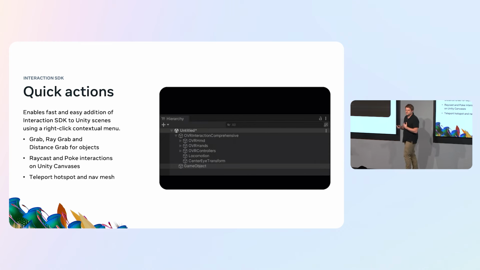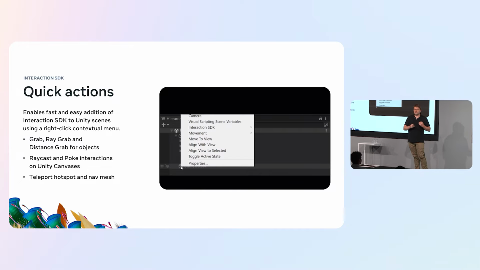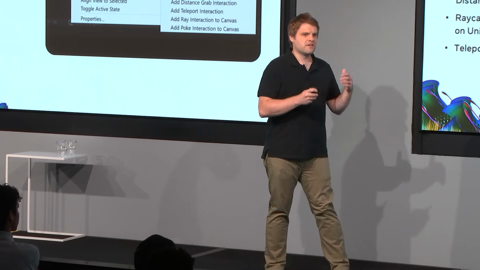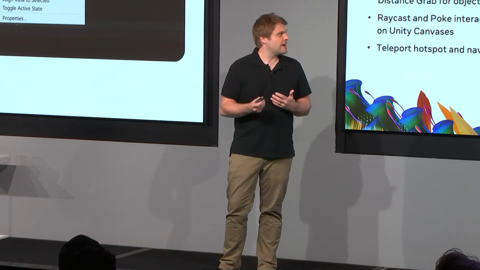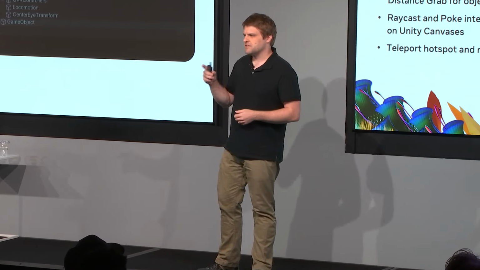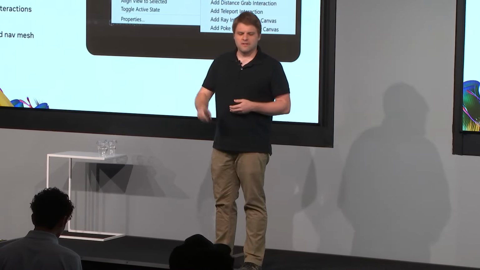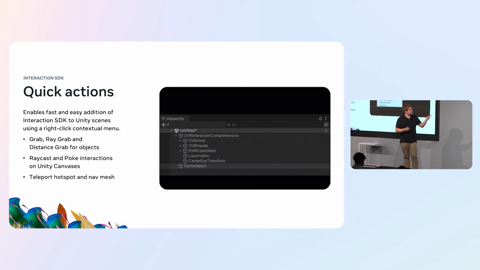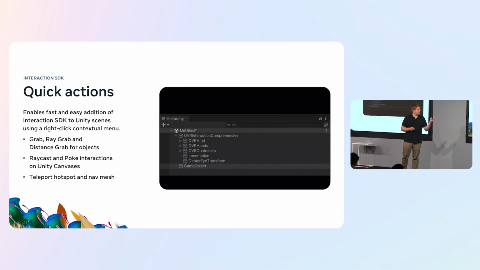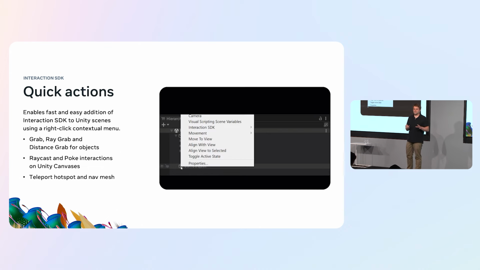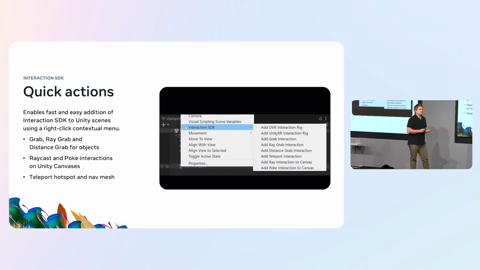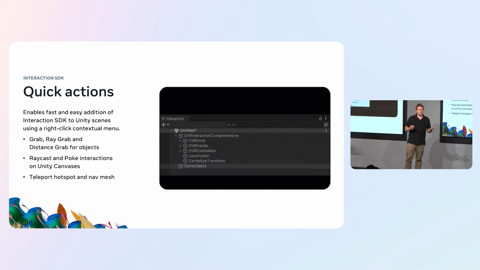So that was something that was near and dear to our heart. And so Quick Actions is here to address this. No more do you have to learn how to wire all the components together to do simple interactions. Instead, there's a right-click contextual menu that you can use to just right-click a game object in your scene and say, make it grabbable, make it raycastable, or a canvas pokeable, et cetera. There are many interactions you can see on there, such as ray grab and even teleport interactions. So with a few simple clicks, you can add interactions to your Unity scenes. We have found that with Quick Actions, setup that could take hours for a new developer once they install ISDK can be reduced to minutes.